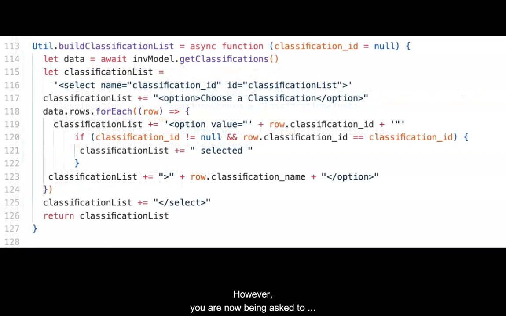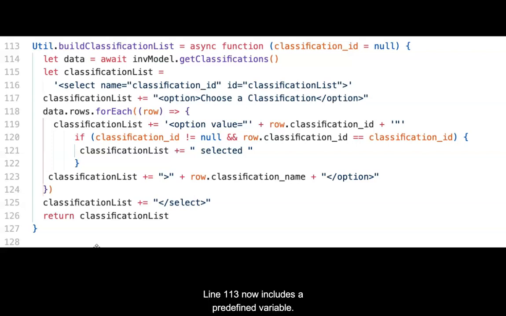However, you are now being asked to modify the select list to demonstrate if an option from the list was selected, in order to maintain the selection if the list is restored to the view. The modified code is now shown. The key changes are to line 113 and within the loop, lines 119 through 123.